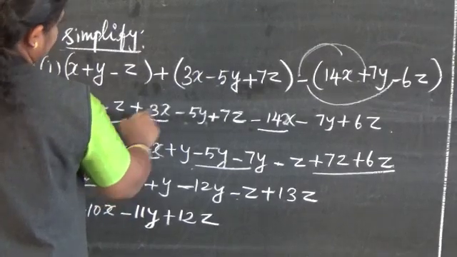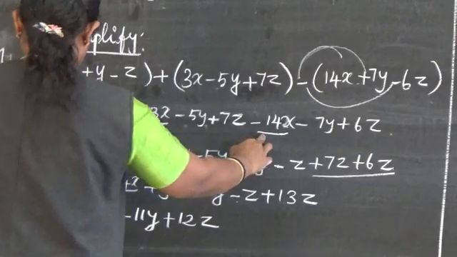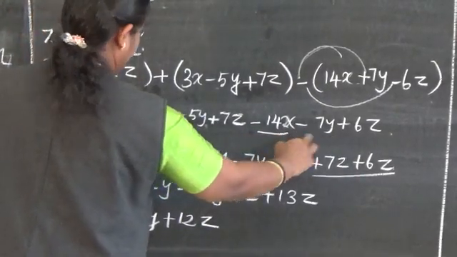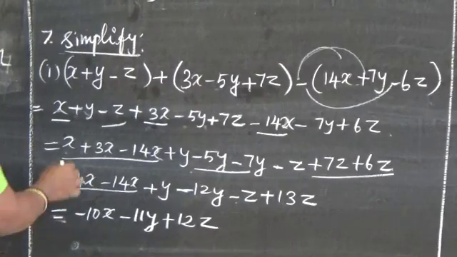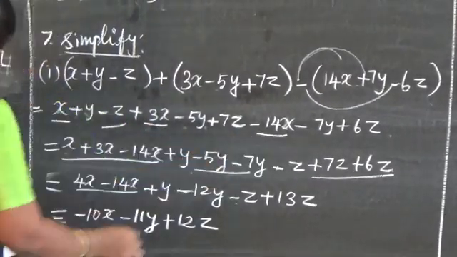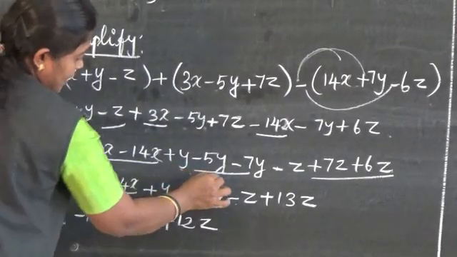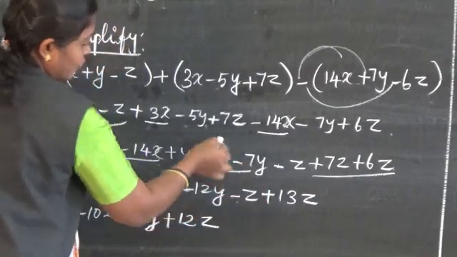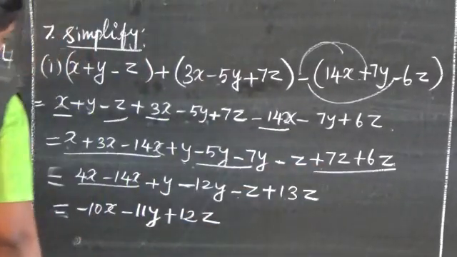X plus y minus z plus 3x minus 5y plus 7z, here minus 14x plus 7y plus 6z. If you are grouping the terms, x plus 3x minus 14x, then the y terms, y minus 5y minus 7y. If you are grouping the z terms, minus z plus 7z plus 6z.